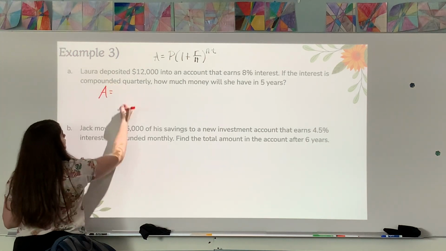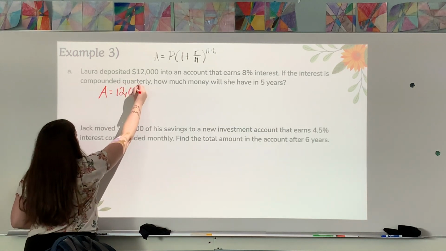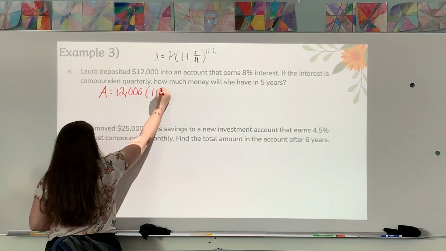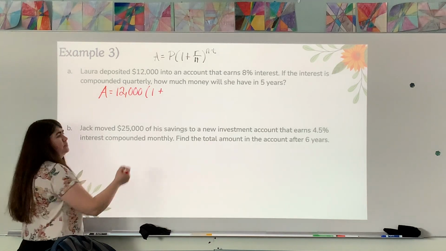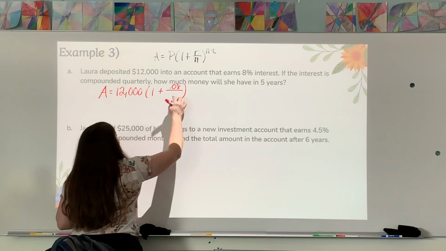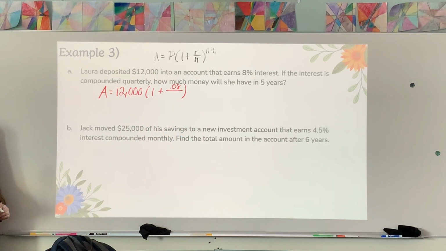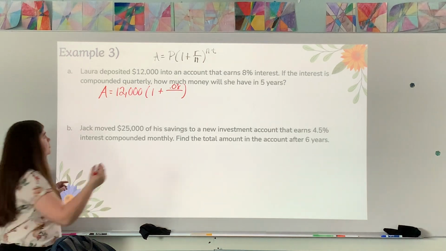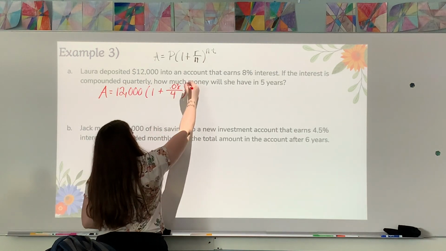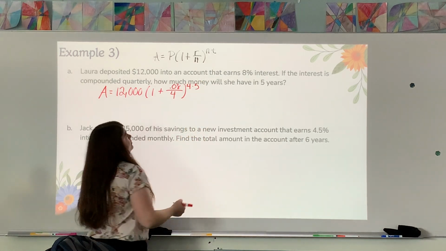A is equal to the initial amount, which was 12,000, times 1 plus the rate, which is 8%, 0.08, divided by the number of times it's compounded. It says that it is compounded quarterly. Quarterly tends to mean every 3 months or 4 times a year. So we would divide by 4. So the power of n, which is 4, times t, which is 5.